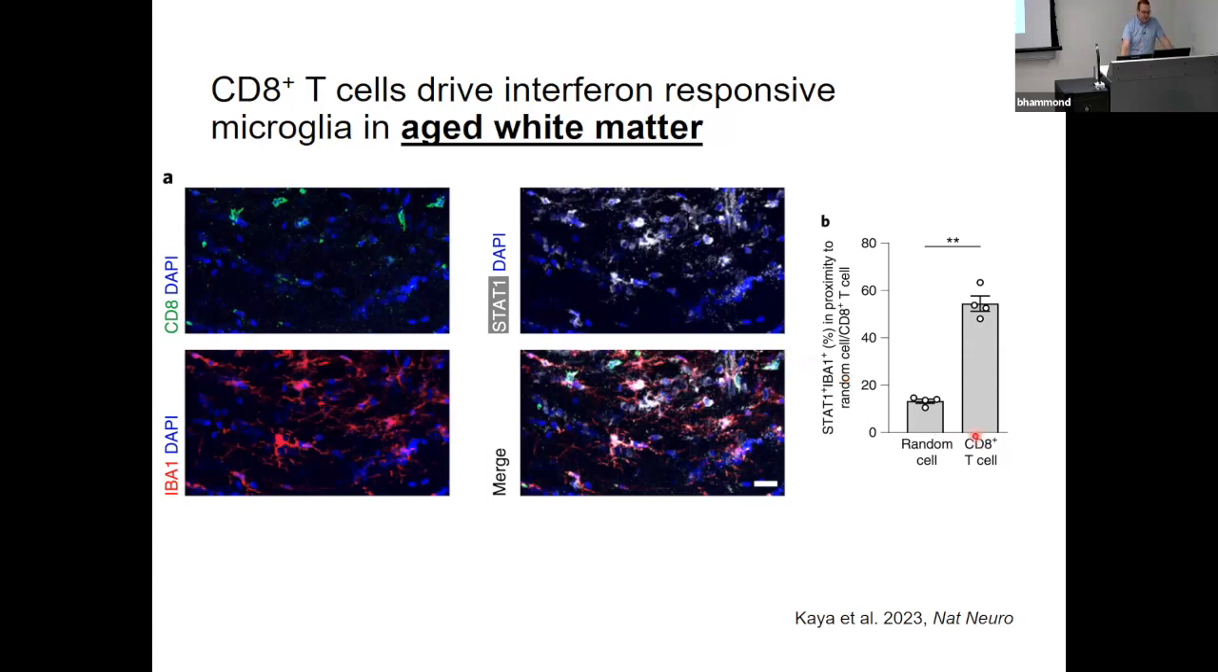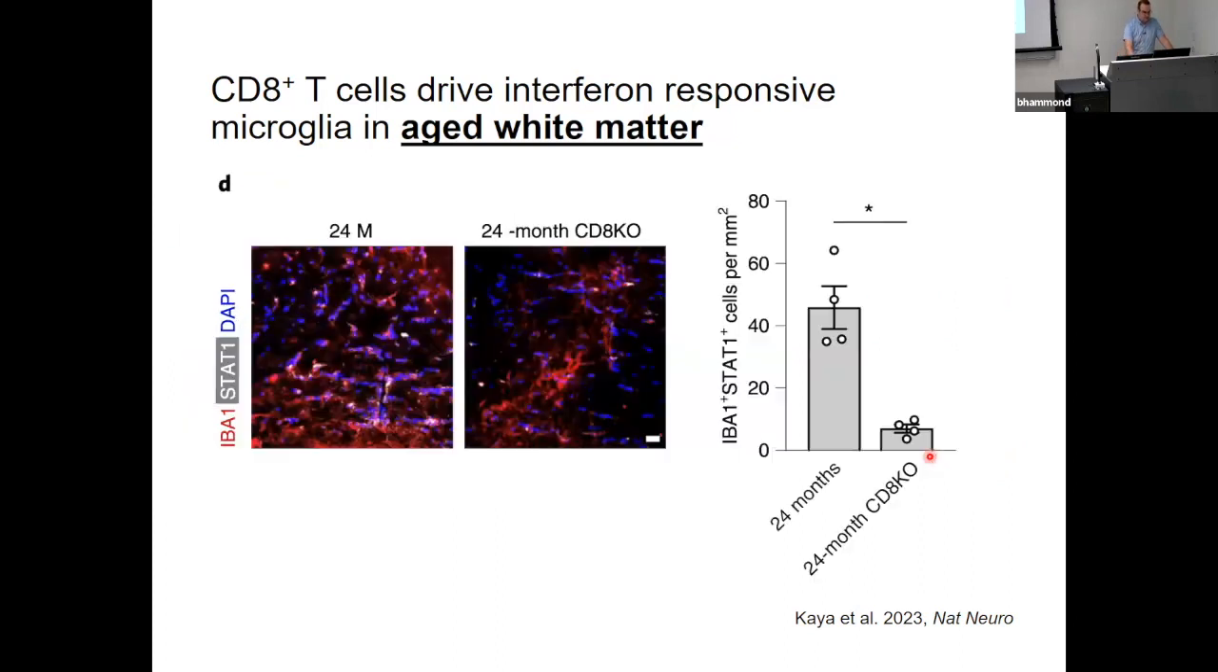And you can see that the majority of them, around 60% of these interferon responsive microglia, are quite close to a CD8 positive T cell. And very few are just close to any other random cell within the aged central nervous system. And just as a further proof of concept, if you have CD8 knockout, so these T cells no longer develop, you don't get those same interferon responsive microglia in the knockout. So again, just suggesting that in a non-disease CNS, just as in an aging environment, T cells can influence microglial biology.